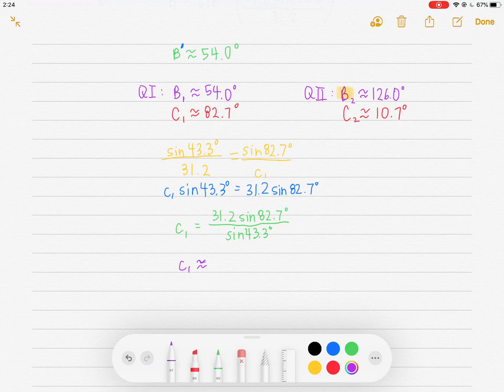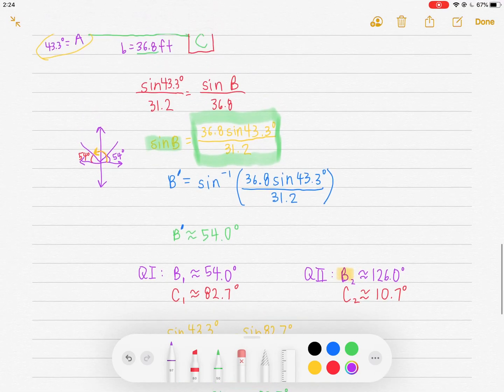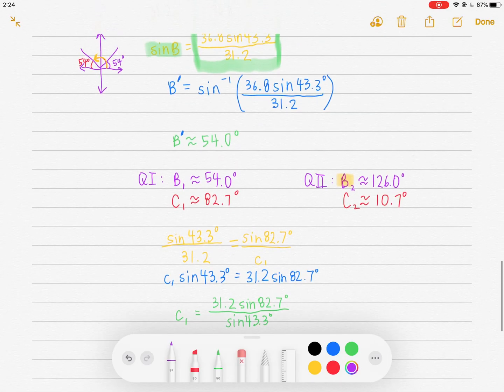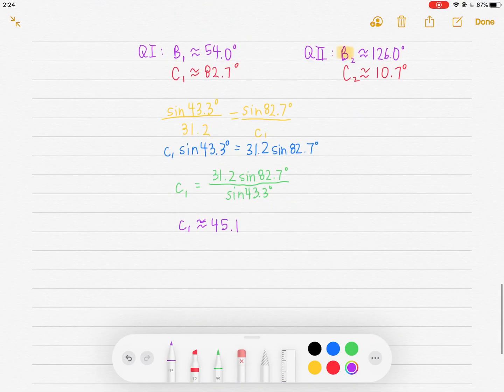So 31.2 sine of 82.7 divided by sine of 43.3, and little c1 is approximately 45.1 to one decimal place, and our units here are feet.